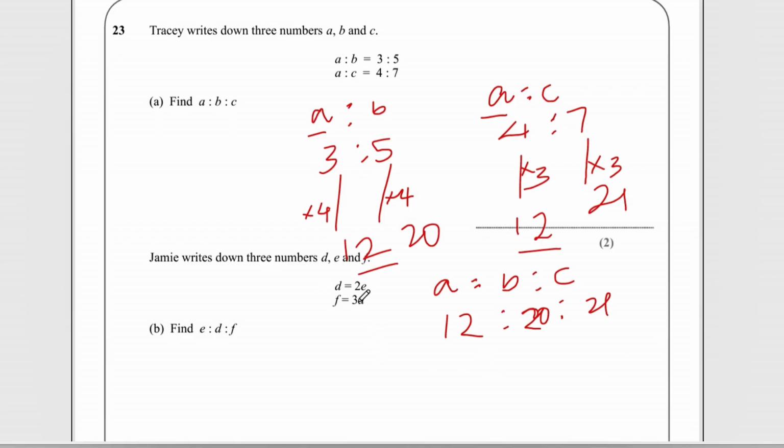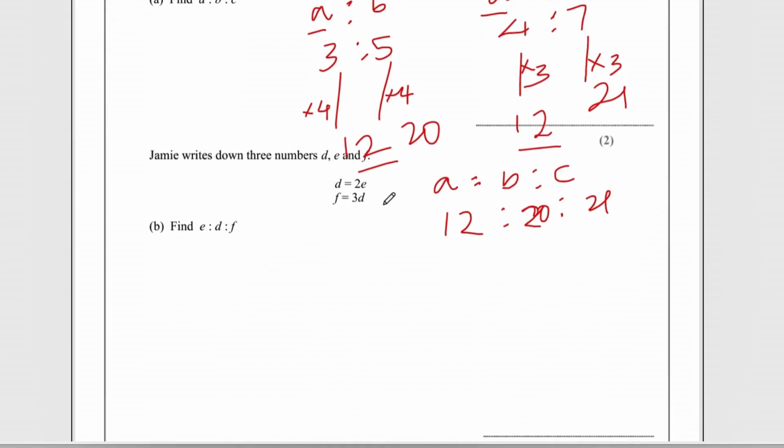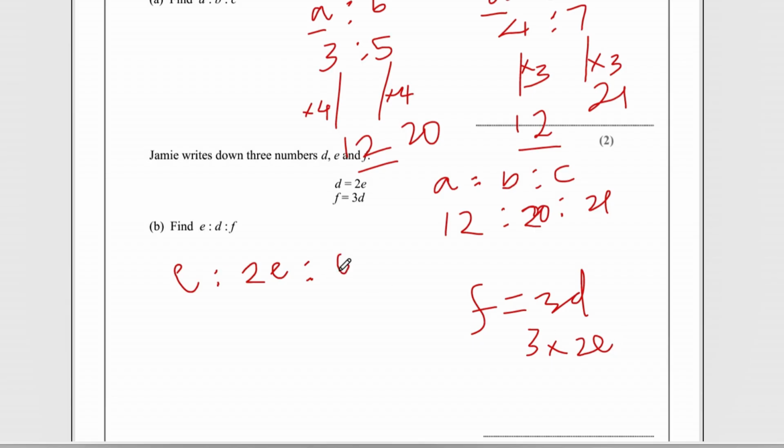Then the next one, D equals 2E. And F equals 3D. So how do we do that? So D is equal to 2E. So where you have E in the first one, where you have D, you can just put 2E. And then F is equal to 3D. So if F is equal to 3D and D is 2E, so that will give you F is going to be 3 times 2E, which is 6E.